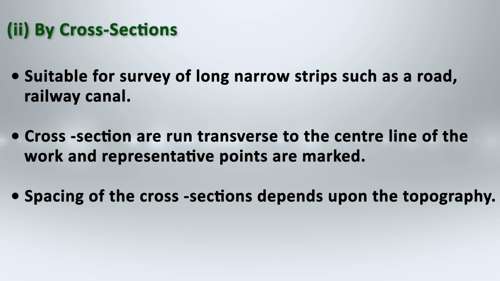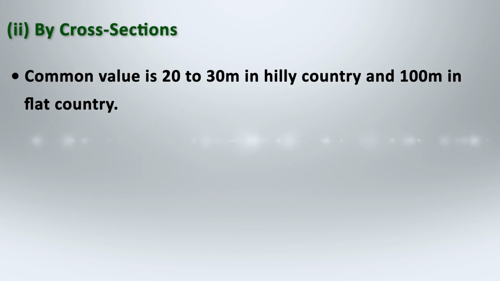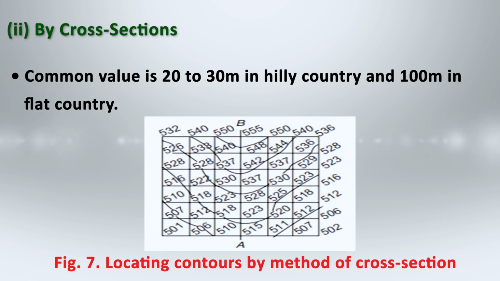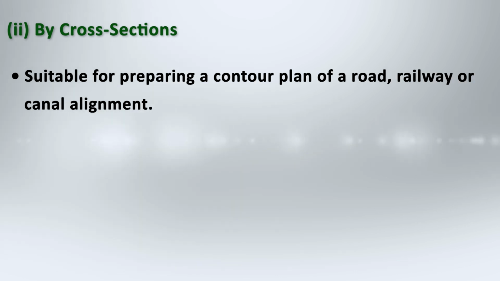The spacing of the cross sections depends upon the topography of the country and the nature of the survey. The common value is 20 to 30 meters in hilly country and 100 meters in flat country. As you can see in figure 7, the levels of the points along the section line are plotted on the plan and the contours are then interpolated as usual. This method is suitable for preparing a contour plan of a road, railway or canal alignment.